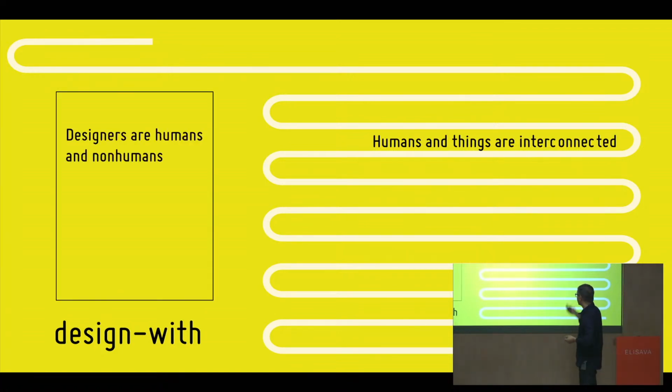So let's take humans and things are interconnected. If humans and things are interconnected in the way I talked about, then when we talk about the designer, we can't think of the designer as exclusively human. We can't have this understanding and then relate back to what we understood as human-centered design. So designers are humans and non-humans, what I call an assembly of humans and non-humans.